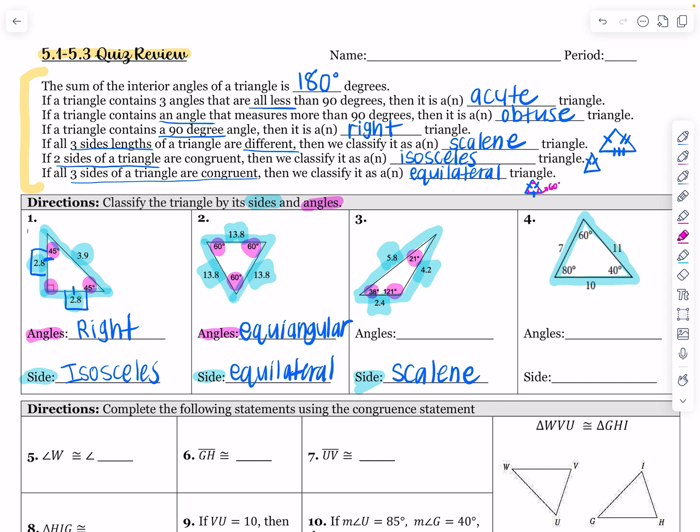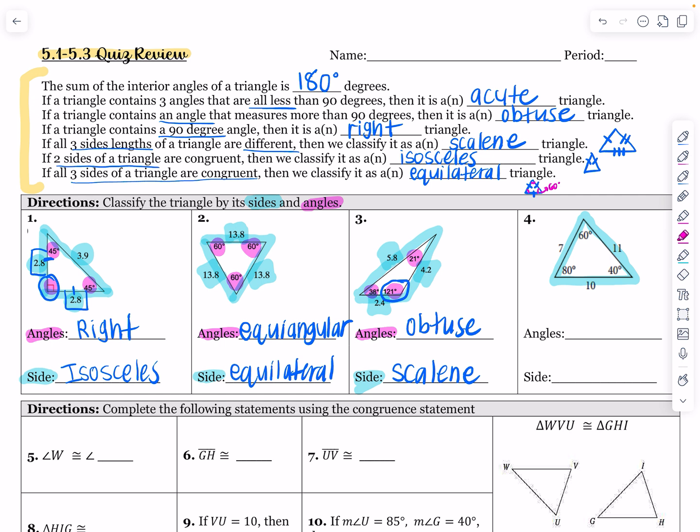121, 38, and 21. I'm not going to call that acute. Acute would be if all three were less than 90. It is going to be an obtuse triangle because it contains an obtuse angle. So 121 is what makes this obtuse, just like the 90 is what made the other one right. It has to have one of those. You can't have more than one because of the triangle angle sum theorem being 180 degrees.